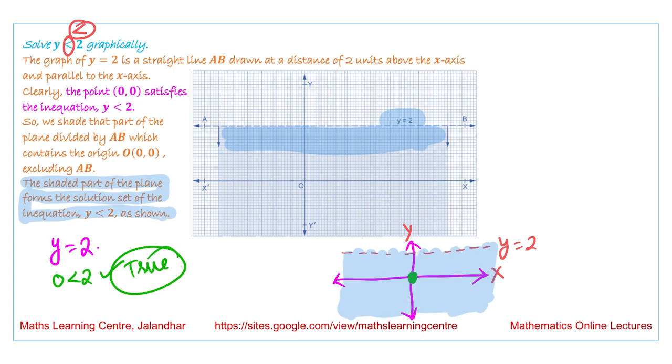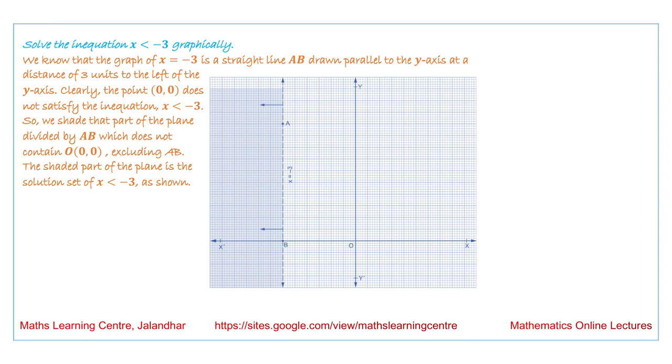Next is x is less than minus 3. Again it is a less than sign over here. We are considering x is equal to minus 3. If we plot x is equal to minus 3, that will be a straight line. We draw a dotted line because there is a strict inequality. We are considering this as an equation in two variables, not as an equation in one variable.